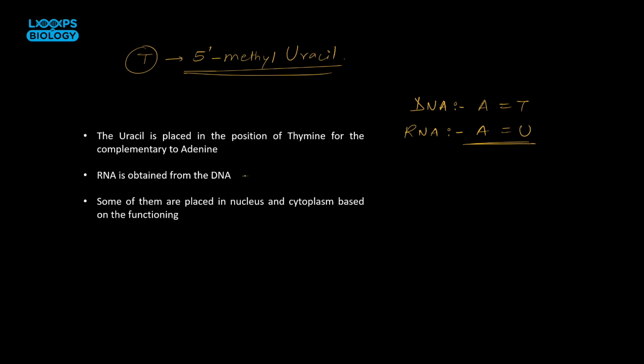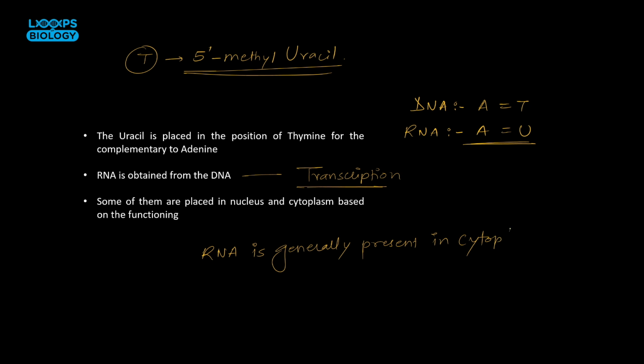RNA is obtained from DNA through a process called transcription. The process of obtaining RNA from DNA is called transcription. Some of them are placed inside the nucleus and some inside the cytoplasm. So RNA is generally present in the cytoplasm, based on their function, obviously.